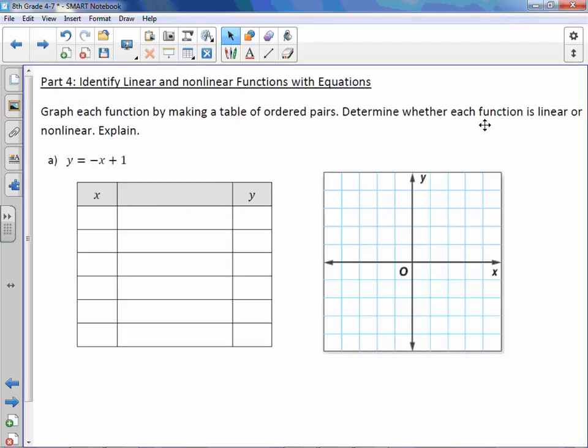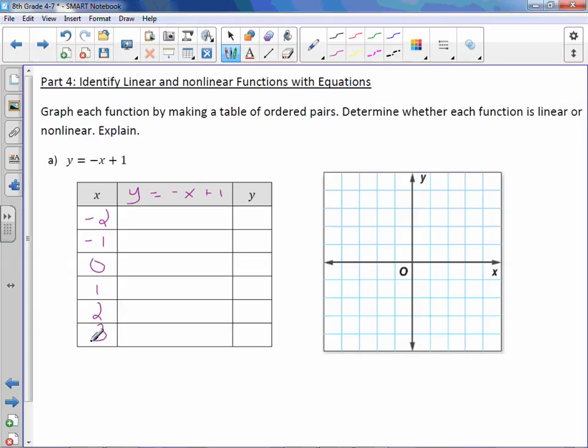Graph each function by making a table of ordered pairs. Determine whether each function is linear or nonlinear and explain. Well, we've done these tables before. Your equation goes in the center column. And let's pick some values. We'll do -2, -1, 0, 1, 2, 3. Again, I like to choose some negative numbers, positive numbers, and 0.